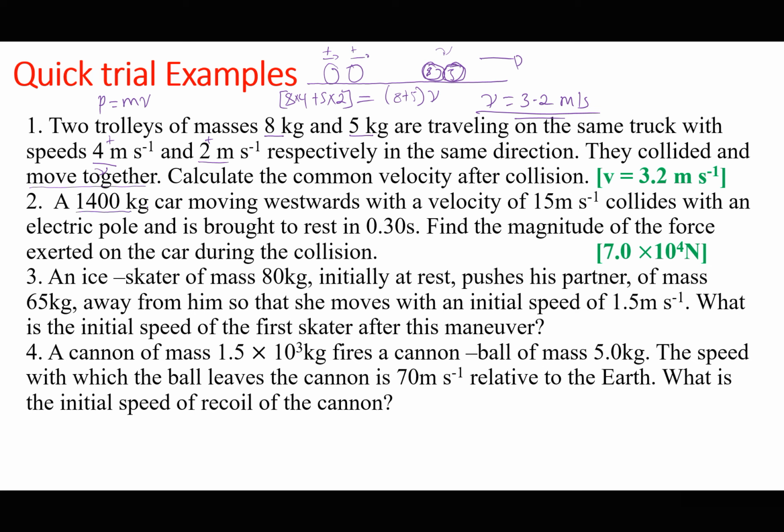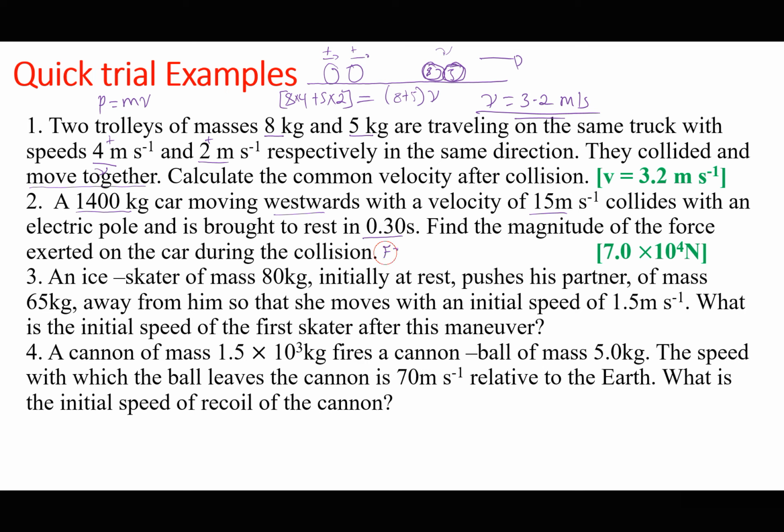A 1,400 kilogram car moving westwards with a velocity of 15 meters per second collides with an electric pole and is brought to a rest in 0.30 seconds. So the final velocity is 0. Find the magnitude of the force exerted on the car during the collision.